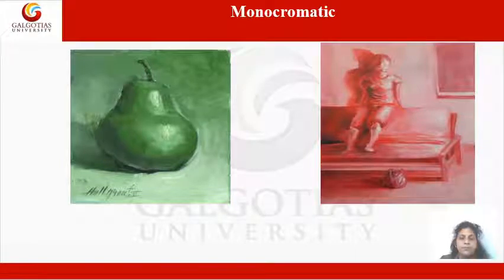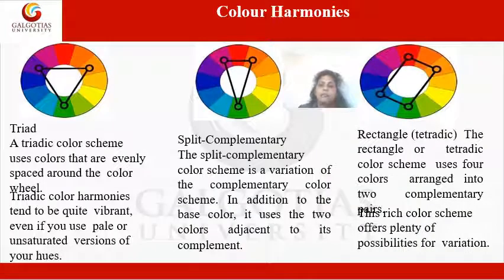Light, dark, specific. Again we have light and dark combination. Let us have more discussion about color harmony. We have another three combinations, three names: triad, split, and rectangle, that is tetradic we can call.